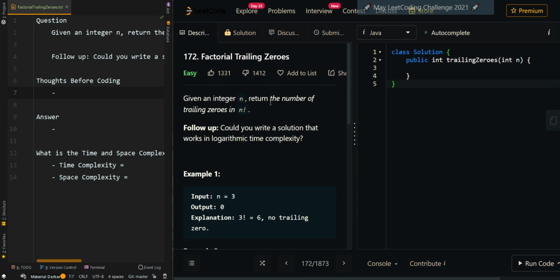In this video, we'll be going over factorial trailing zero. Given an integer n, return the number of trailing zeros in n factorial. In the follow-up, could you write a solution that works in logarithmic time complexity?